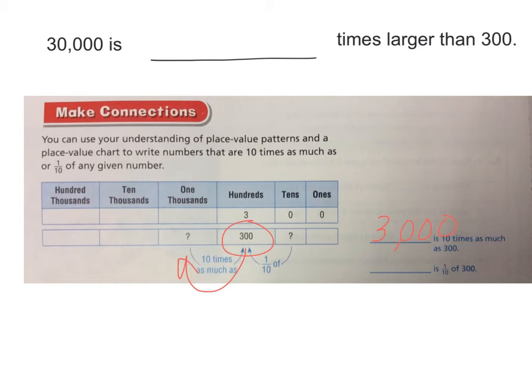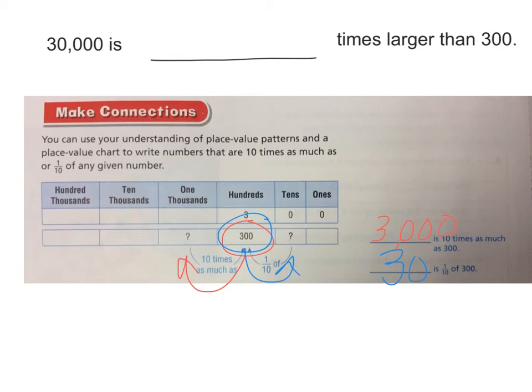Okay. The next question is asking what number is 1/10 of 300? So if I take this same 300 and I move one space to the right, am I getting larger or smaller? Smaller. Smaller by how much? By 10 times. So what number is 1/10 of 300? Divina? 30. So 30 is 1/10 of 300.